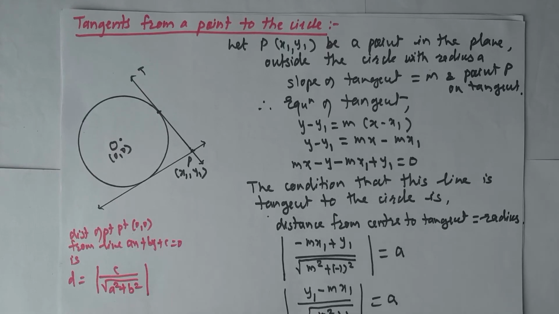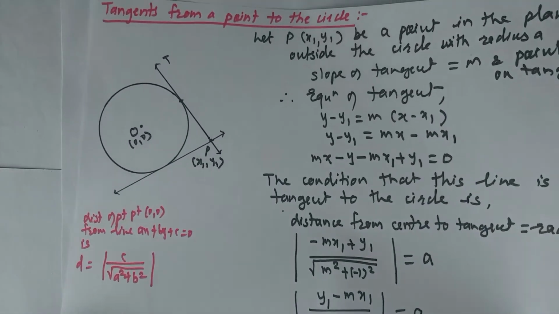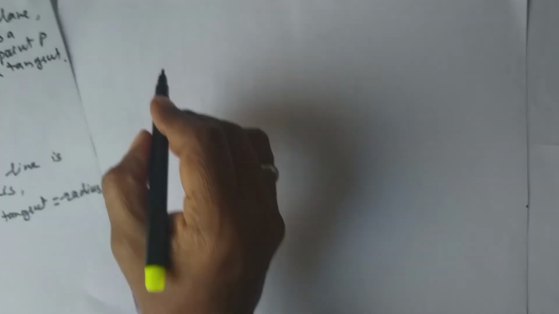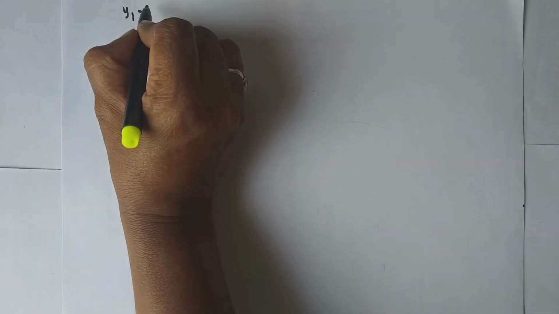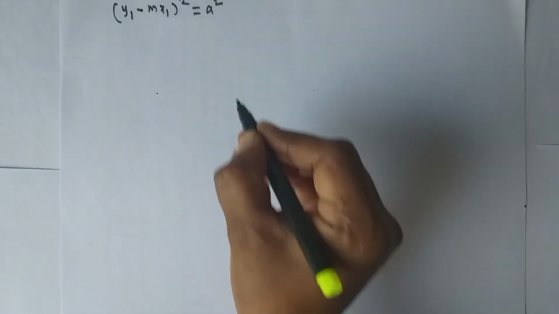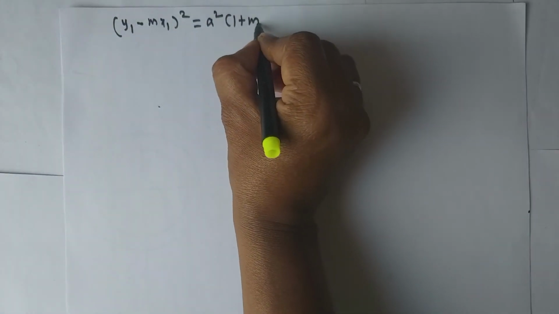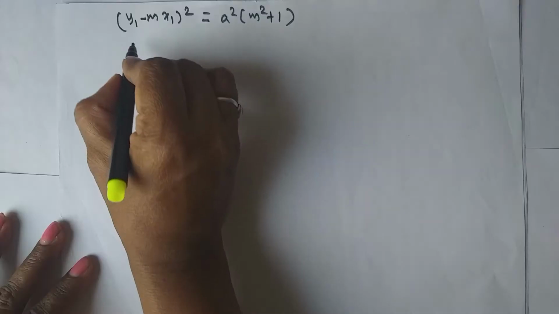Now to remove this mod sign, I will square both sides. Now I will simplify this. I am taking this positive term first, then this negative term: m square minus 1 square root is equal to a. To remove this mod sign, I will square both sides, and after squaring both sides, I will get (y1 minus m x1) square is equal to a square, and this square root sign will be removed, in the bracket 1 plus m square. Okay, now expand this.